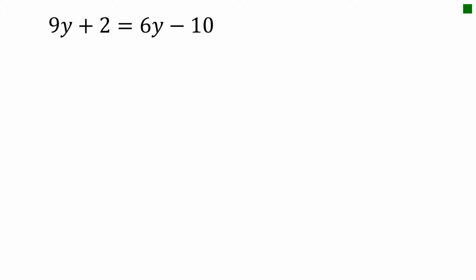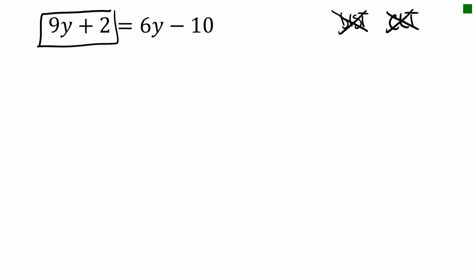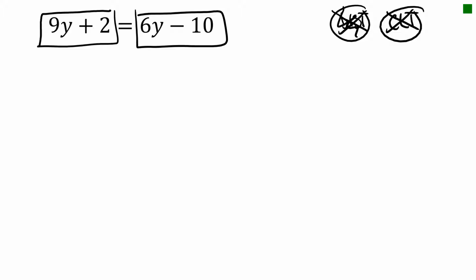Next one, I'm looking at the same thing. Left side, 9y plus 2. Let me ask myself, do I need to distribute? Nope. Do I need to combine like terms? Nope. So that side's clean. Right-hand side, do I need to distribute? Nope. Do I need to combine like terms? Nope. So that side's clean. So now I'm going to go on the right-hand side and look at the term with the variable. It's 6y. I'm going to move the 6y over to the left-hand side.